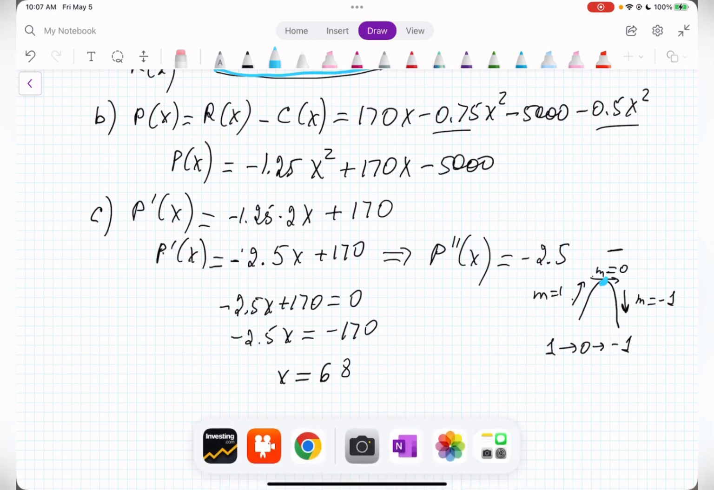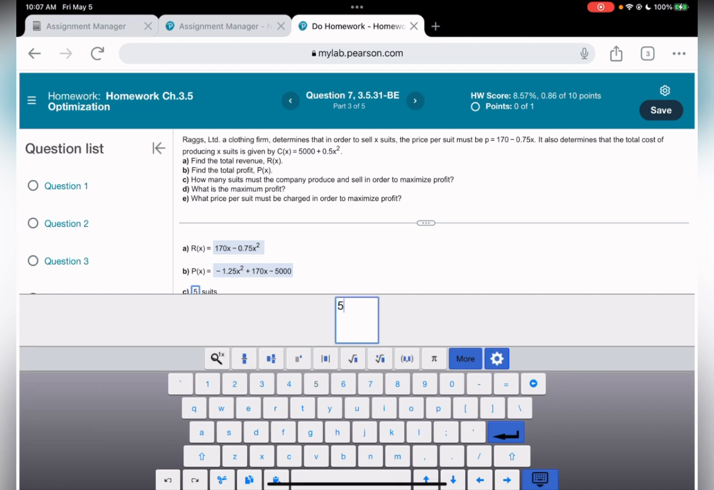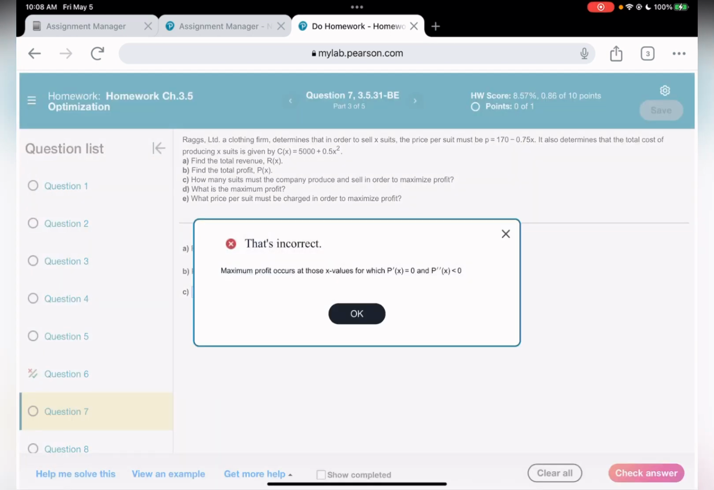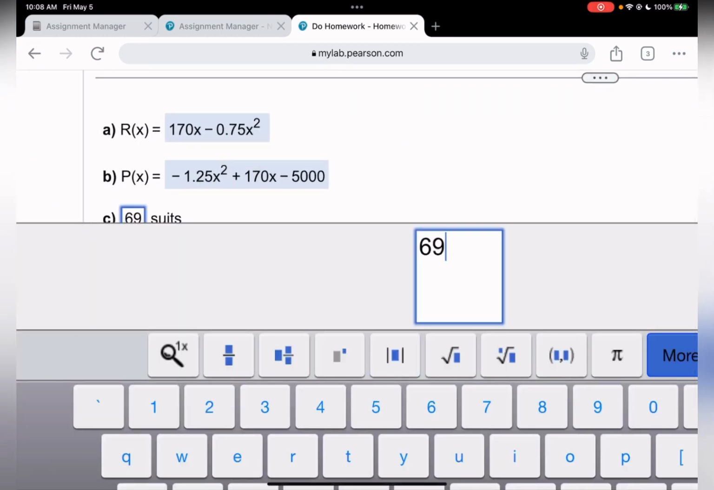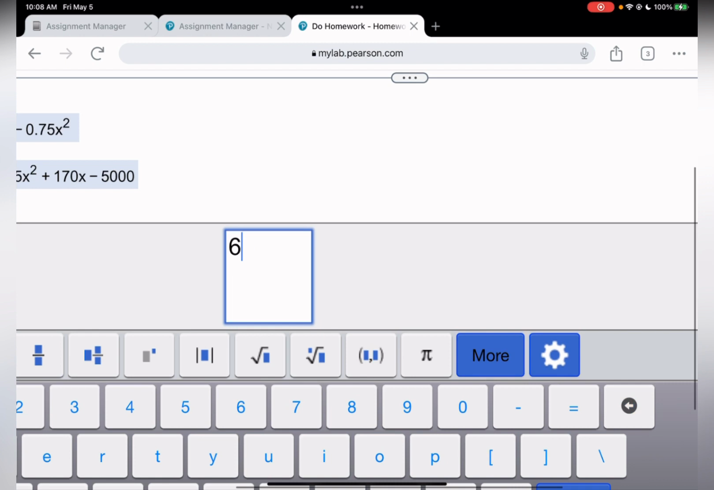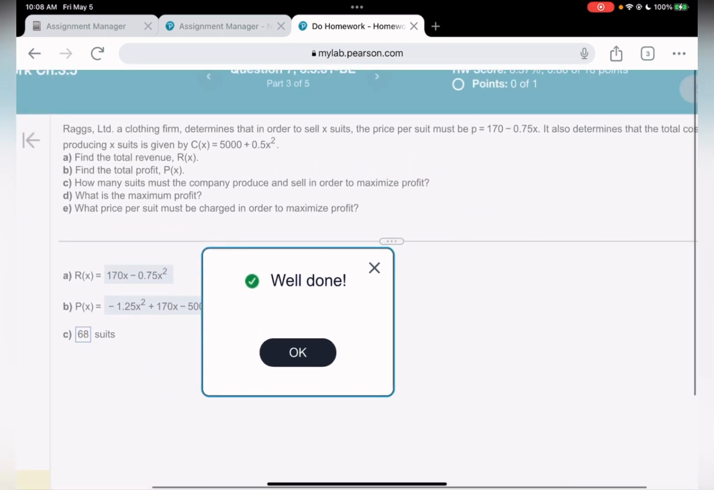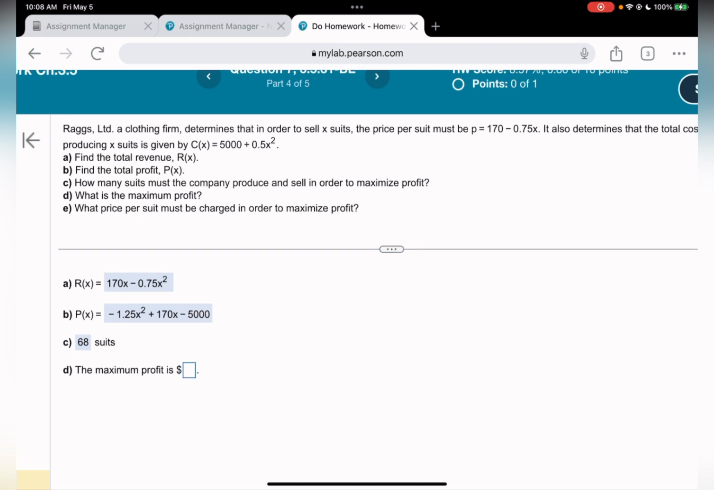Okay, so let's put this answer, 68. Did I put 68? Oh, 69. Well done. So we have D. What is the maximum profit?